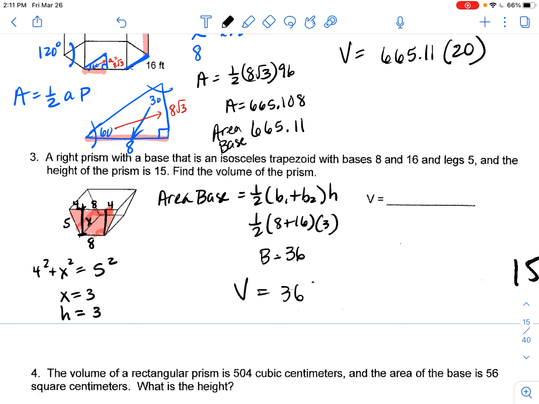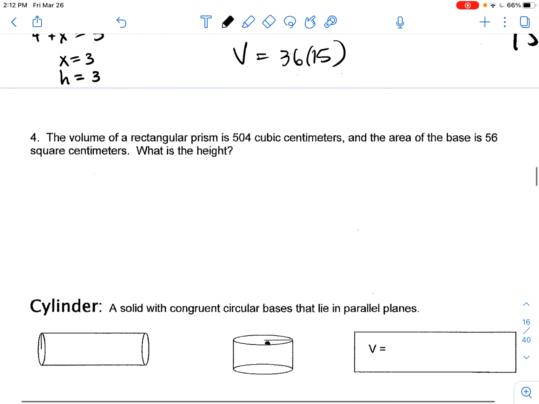My volume is base times height, and 36 times, oh, wow, wrong height. And it's okay, we can make mistakes. This is your height of your prism. It's deceiving here because your base is actually facing us. If you were to stand this up on its side, this would be your height. And it tells you that the height is 15. All right, so 36 times 15, and that's 540. And do I have units? No, I have no units, so I'm just going to say units cubed.